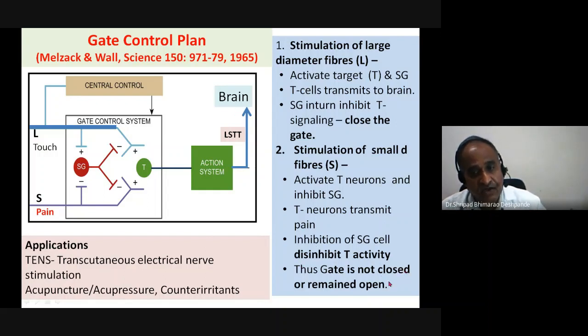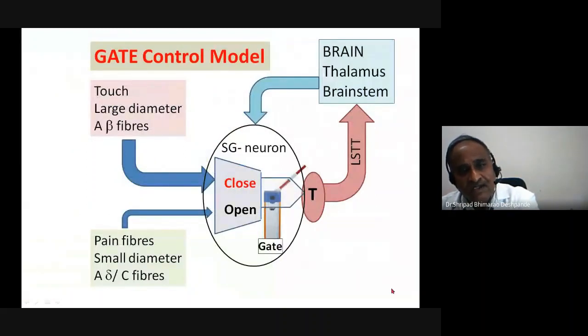Thus the gate is not closed, or it remained open. This is about a gate control plan. Now, just to summarize all that, I have made a cartoon here, and in this cartoon, I have made the same concepts of Melzack and Wall, the large diameter fibers and the small diameter fibers.